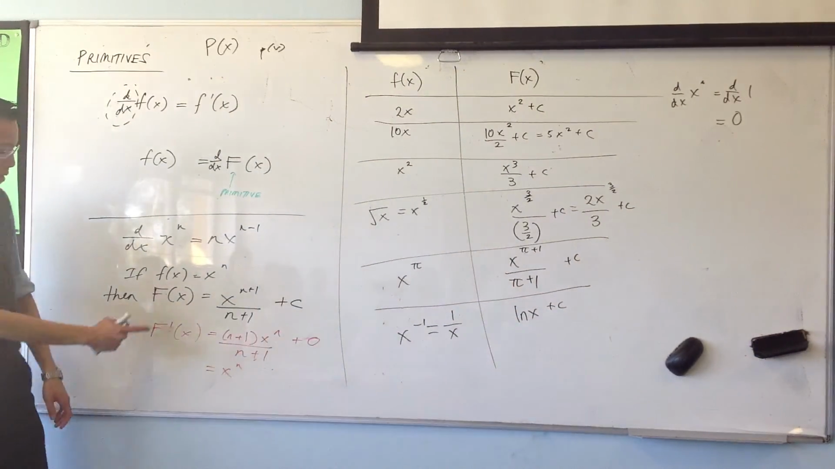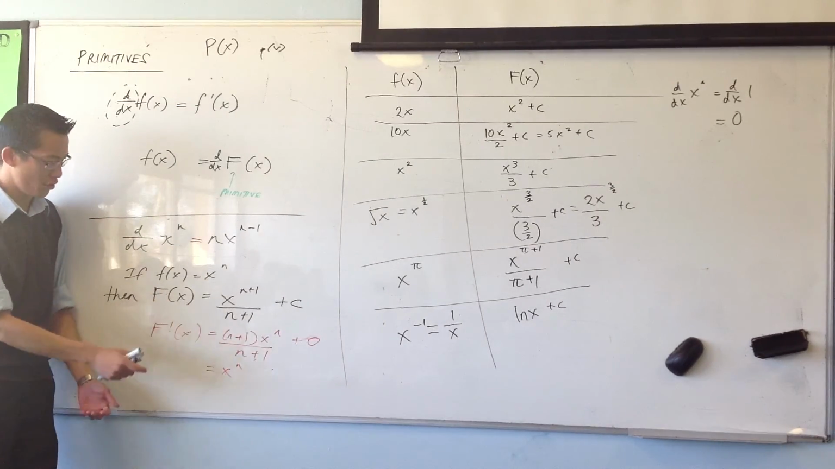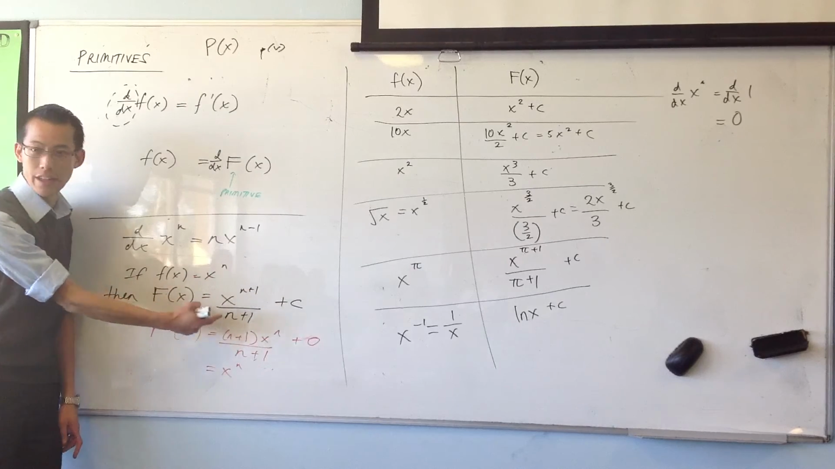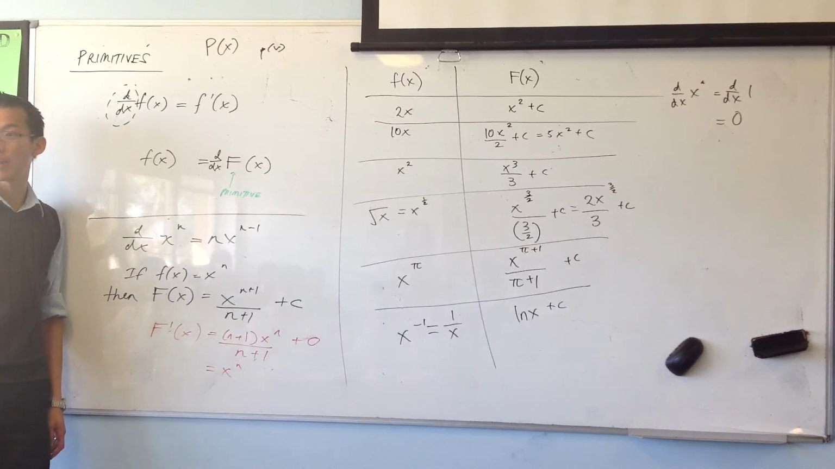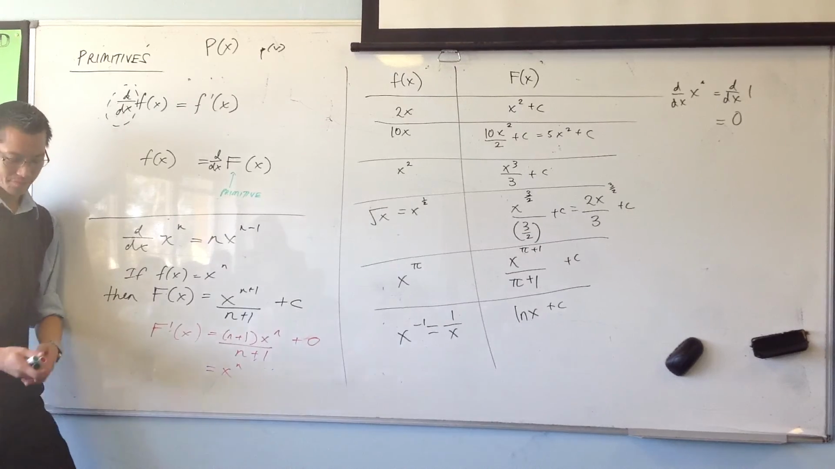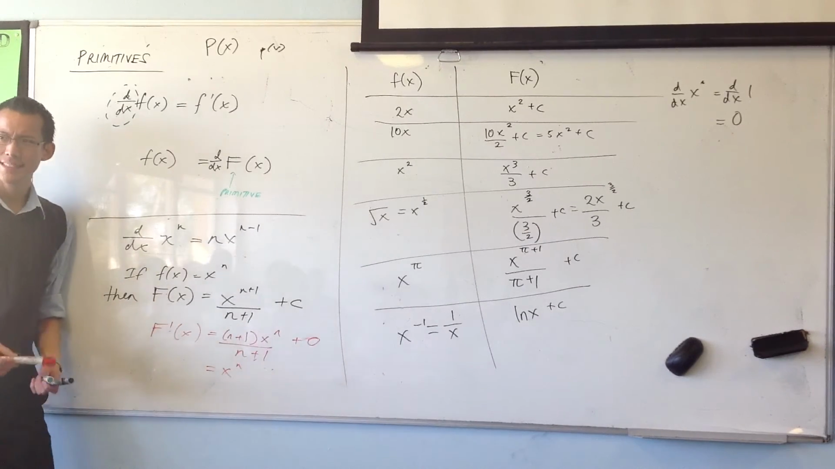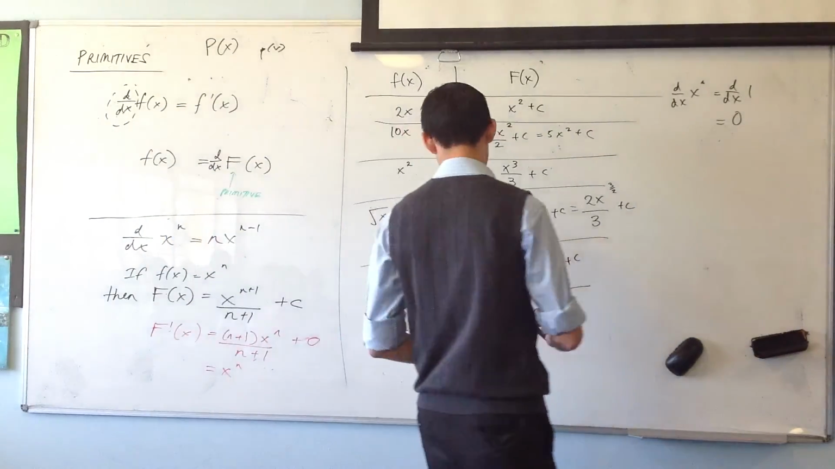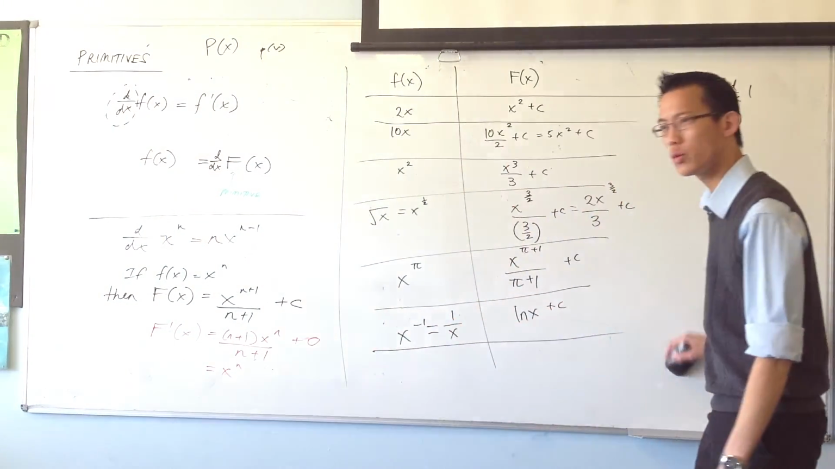This thing here is not always true. You don't always simply increase the number and then divide through. There's a case where it stops working. What's the case? Minus 1. When the power is negative. Now, will it work for other negative powers? Yes. How could we be sure?